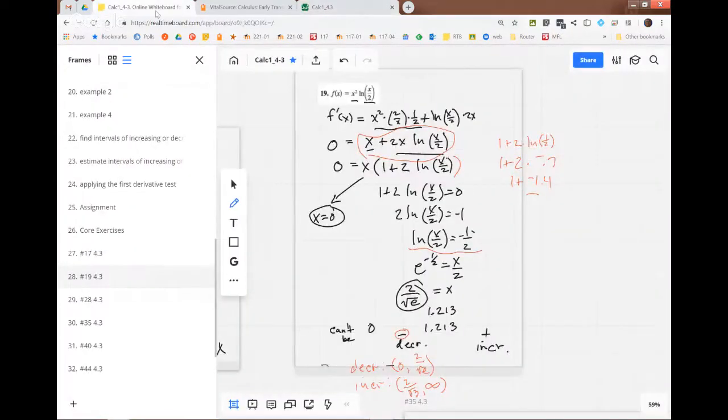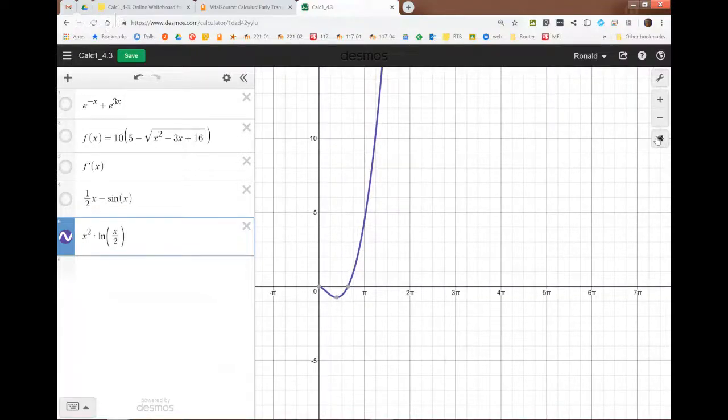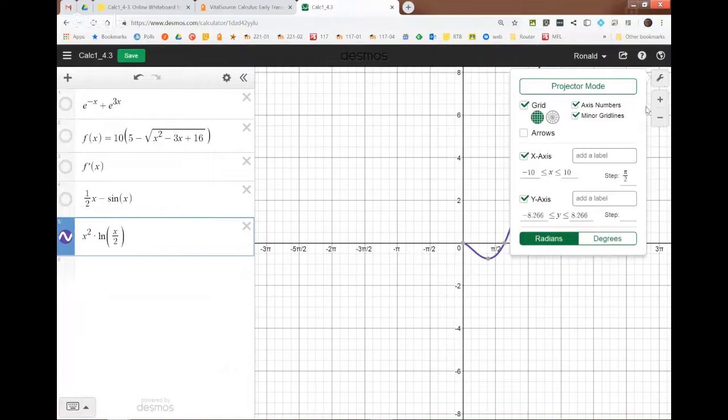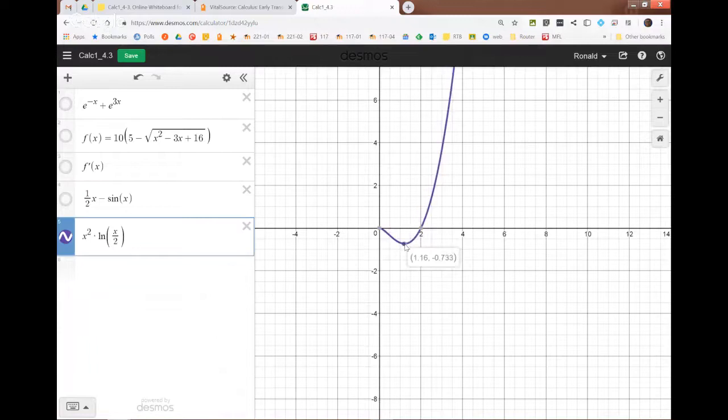And let's check out. We found out that the critical points were at 0 and 1.213. Okay. By the way, do you see that it doesn't go to the left of 0, just like we said? Okay. So I got to change my x-axis labels again. Let's get rid of the step for pi. There. Okay. So what is this? That's the 1.213 critical number. Yep. And 0 is obviously a critical number.